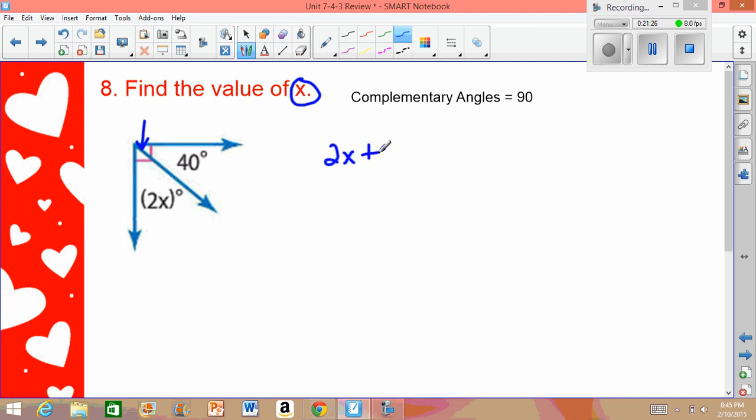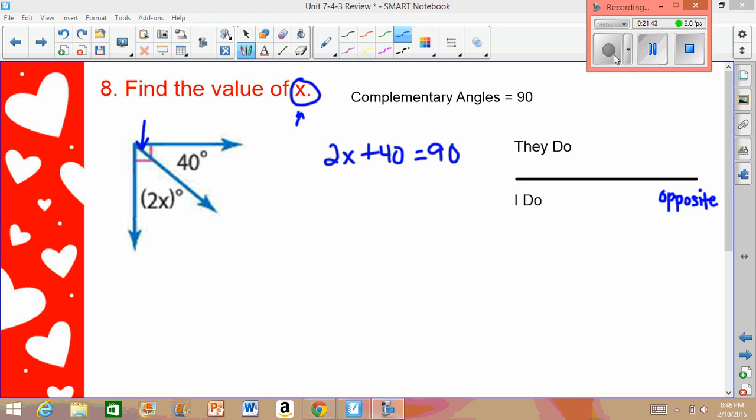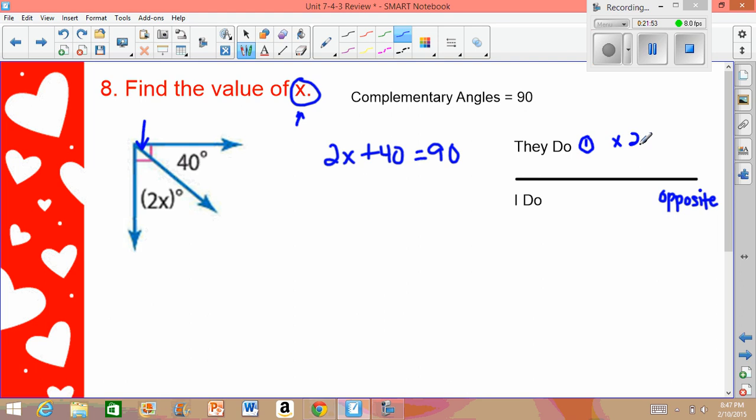So 2x plus 40 totals 90 degrees. Now remember, our job is to solve for x. What is the value for x? So we're going to use our strategy of they do, I do. So we've got our they do, I do. This time we have two things that they're doing to x. So the first thing that they do to x is multiply x by 2. The second thing that they do to x is they add 40. So we have to do the opposite in the opposite order.